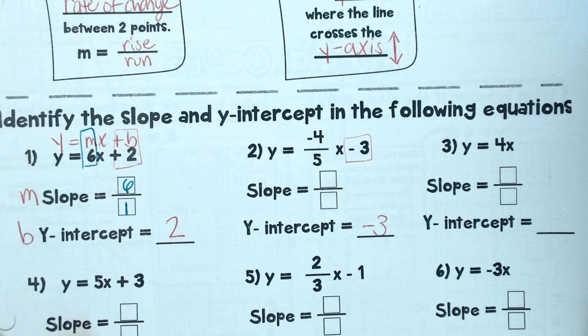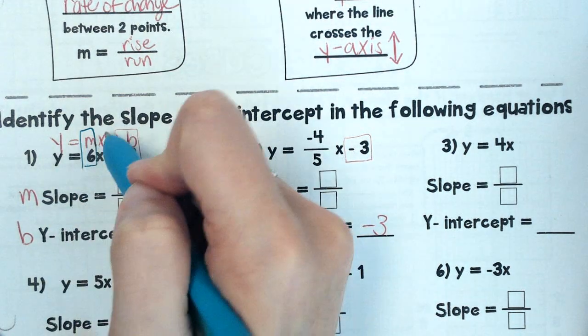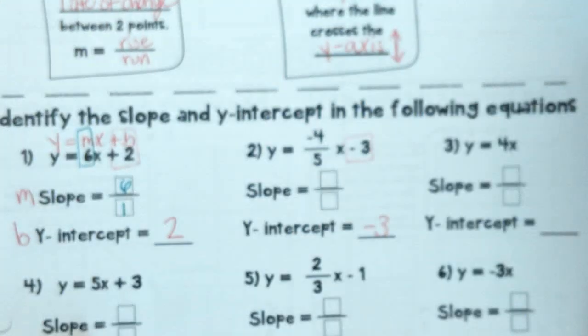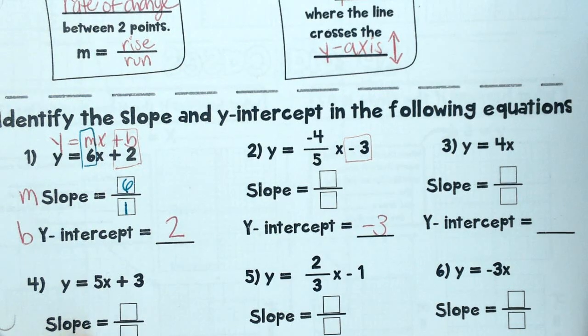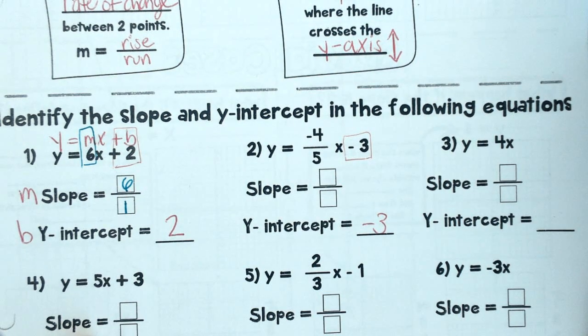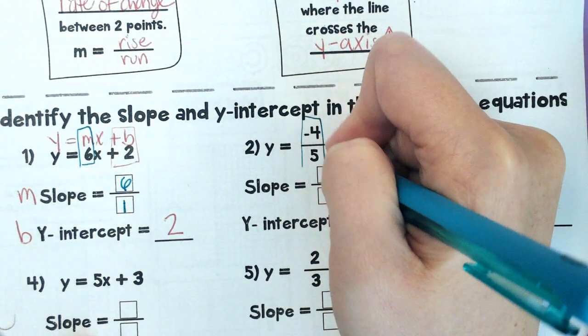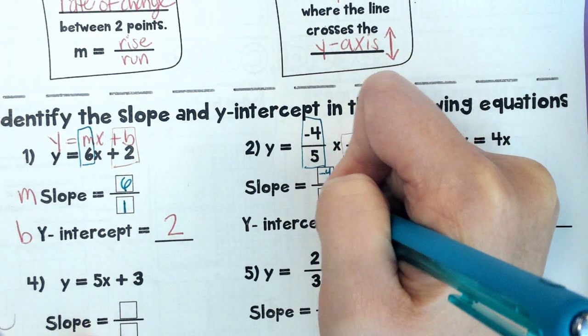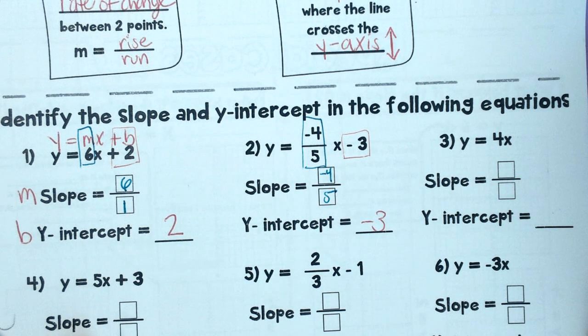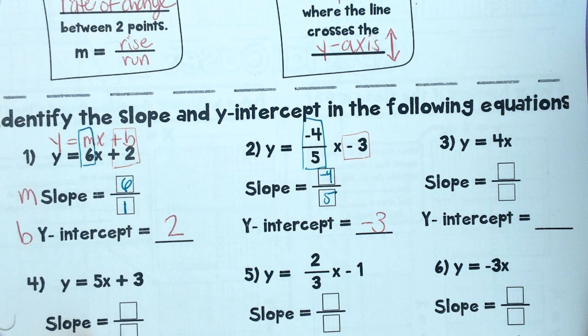What is my slope? And you don't even have to do the boxes. I'm just doing this to make it more obvious where we're getting these numbers from for anybody that might be lost. Yeah, right here. -4/5. Perfect. Okay.